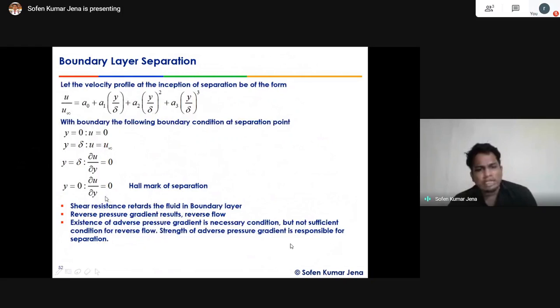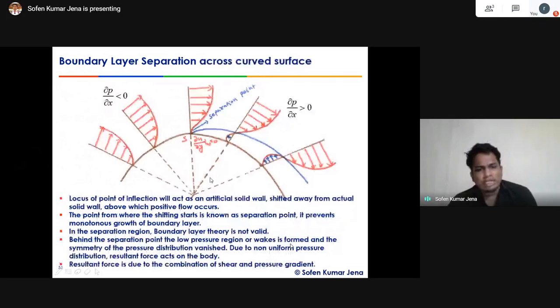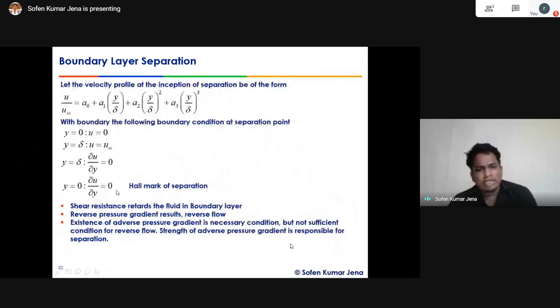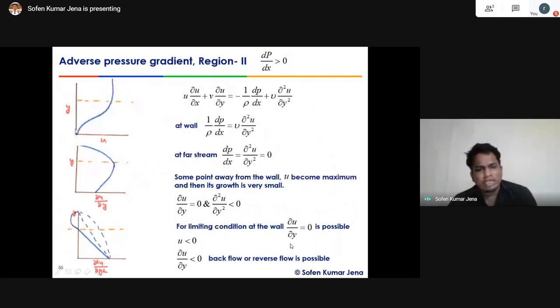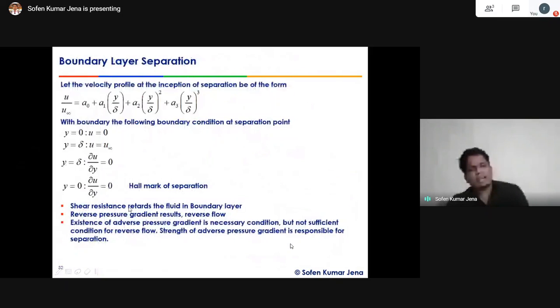If the flow is separating, there is no monotonic growth of the boundary layer, and at y is equal to 0, at the solid boundary, del u by del y will become 0. There is a chance that without any sharp change in the velocity, the flow may reverse. This is the hallmark of a boundary layer separation. Shear resistance retards the fluid in the boundary layer because of the no slip condition. The solid acts as a flow damper. This retards the fluid in the boundary layer.